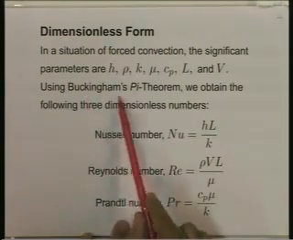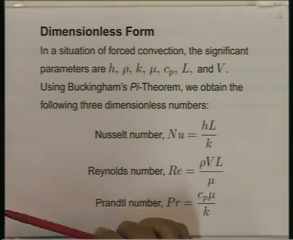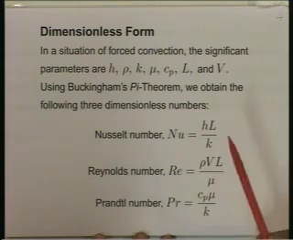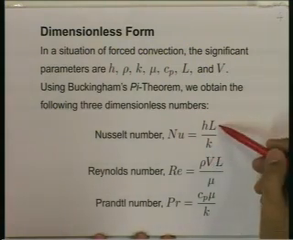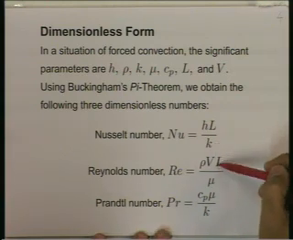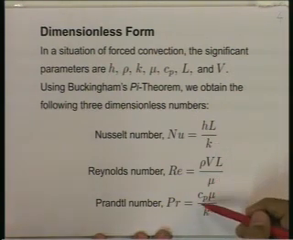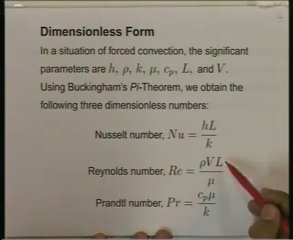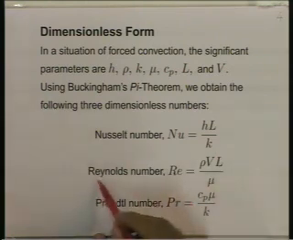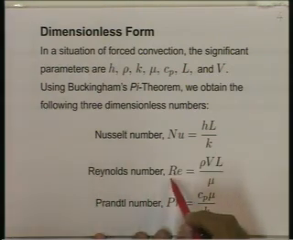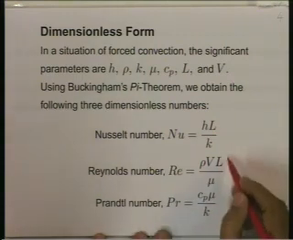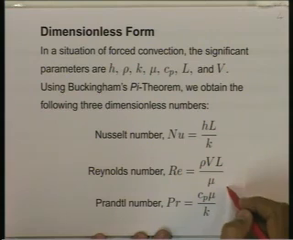If you use Buckingham's pi theorem, we obtain the following three dimensionless numbers. One turns out to be hL by k, another rho V L by mu, and the third Cp mu by k. This rho V L by mu, well, we already know that as Reynolds number, so there is nothing new about it. So the Reynolds number represents the flow properties of the fluid, flow situation of the fluids.